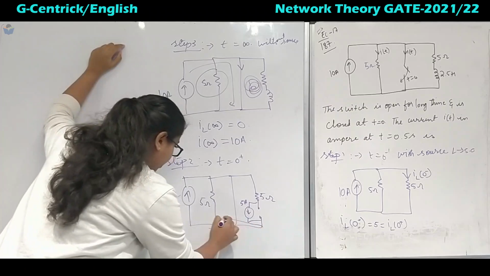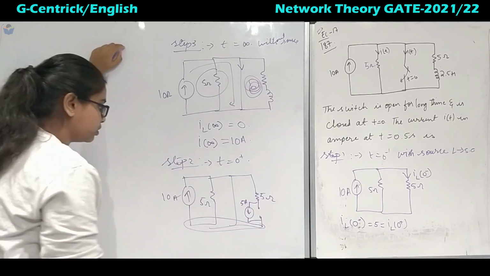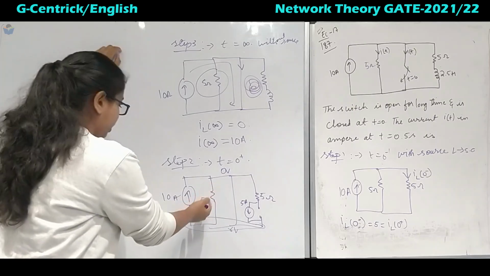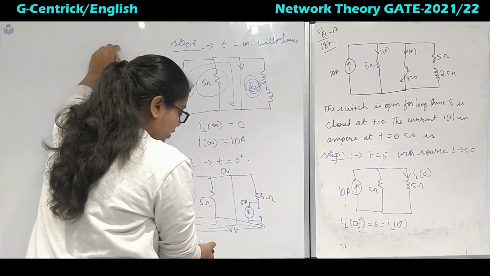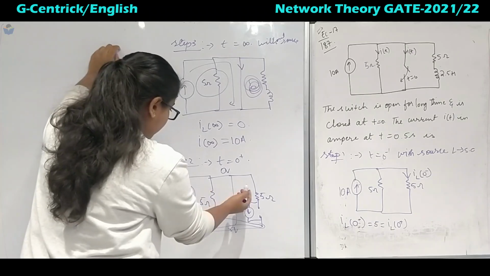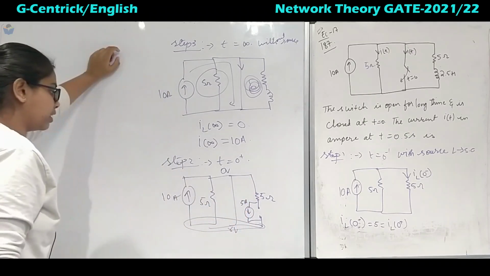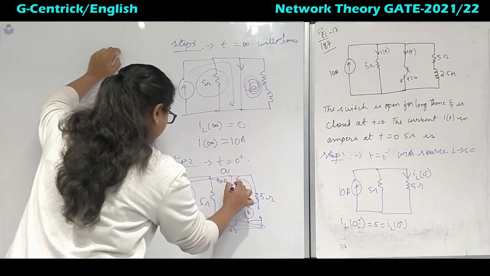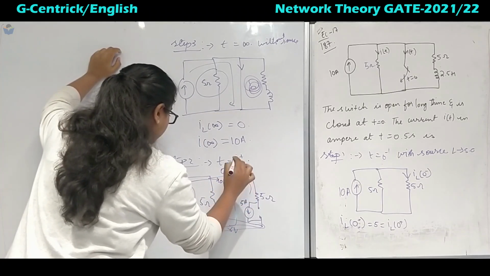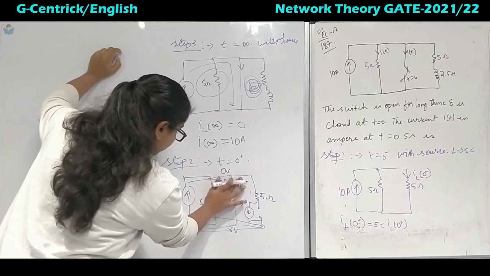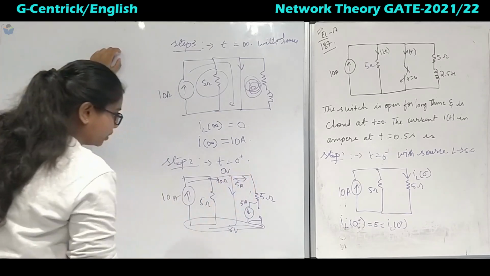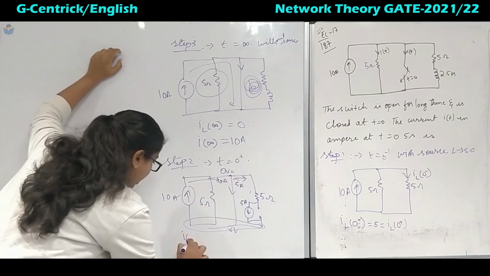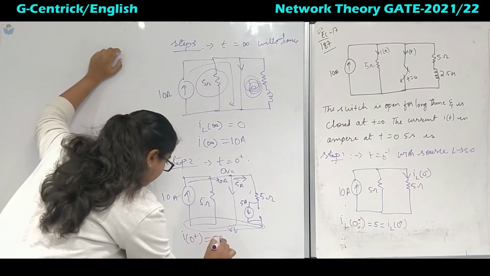Now we can apply nodal analysis. This node is 0 volt, this is also 0 volt, so this will not have any importance. Whatever current is here will flow in this direction itself. So this is 10 ampere here and this is 5 ampere here, in the opposite direction, leaving. So if you apply KCL at this node, you will get I of 0 plus as 5 amperes.